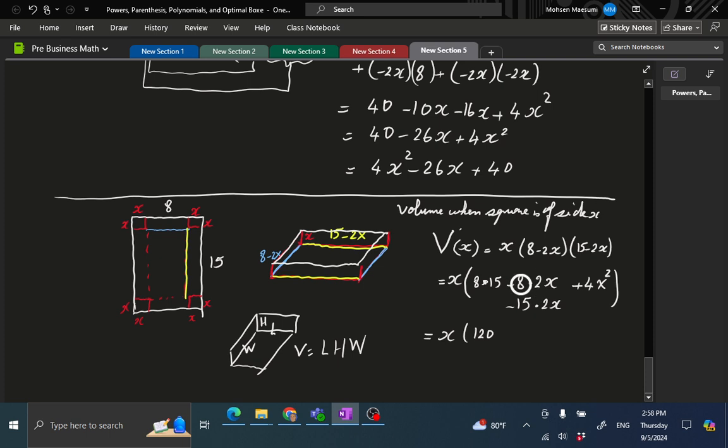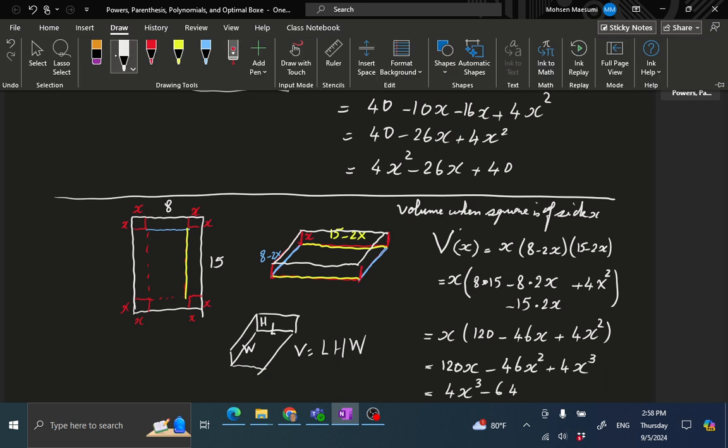I have this is 16, this is 30, the total of what's that, 46x, and then I have a 4x squared. I still have an x on the outside. I can multiply that through as well. 120x minus 46x squared plus 4x cubed. So sometimes people like to write from the highest exponent and go down from there. It's all the same.